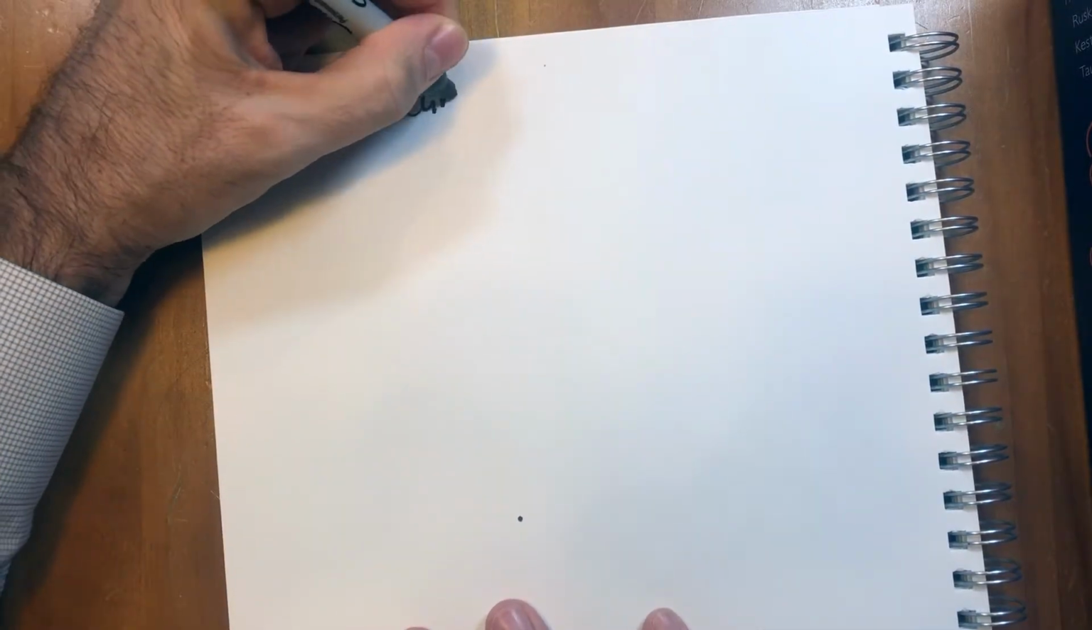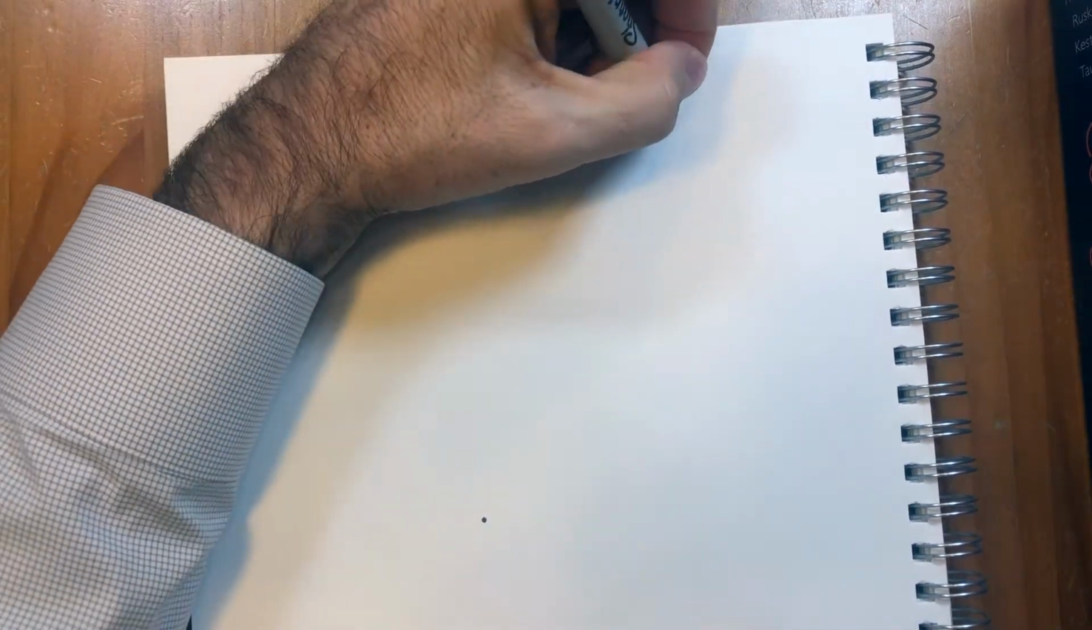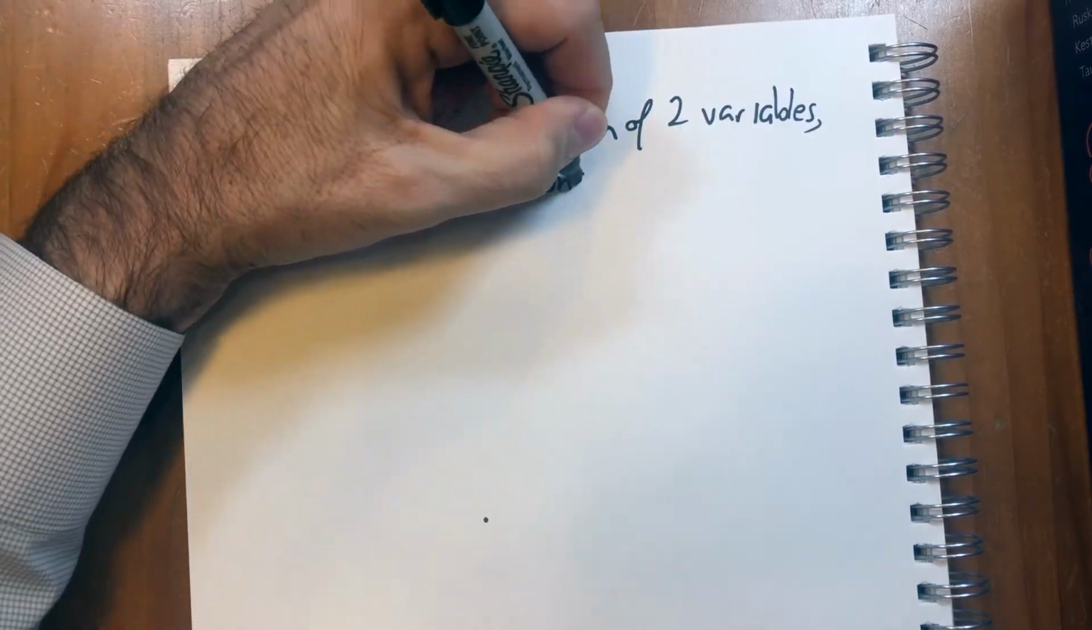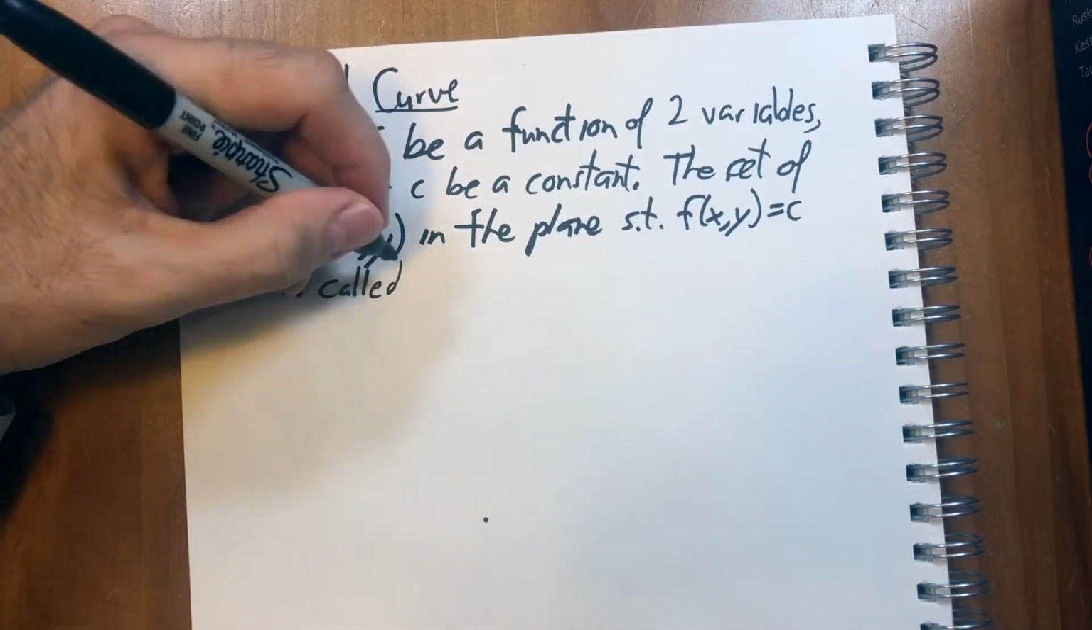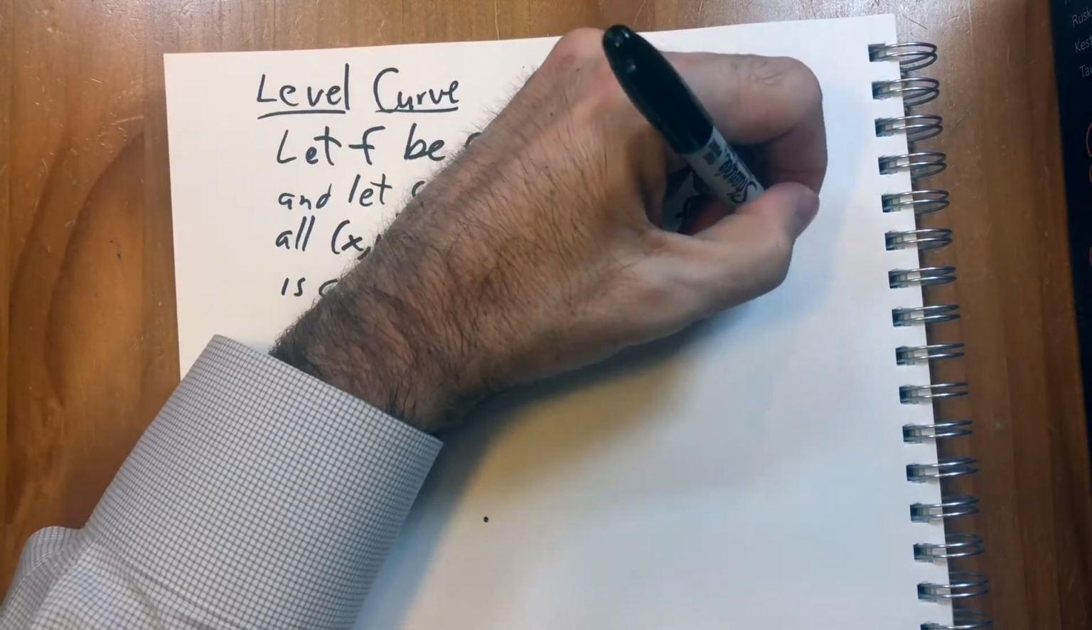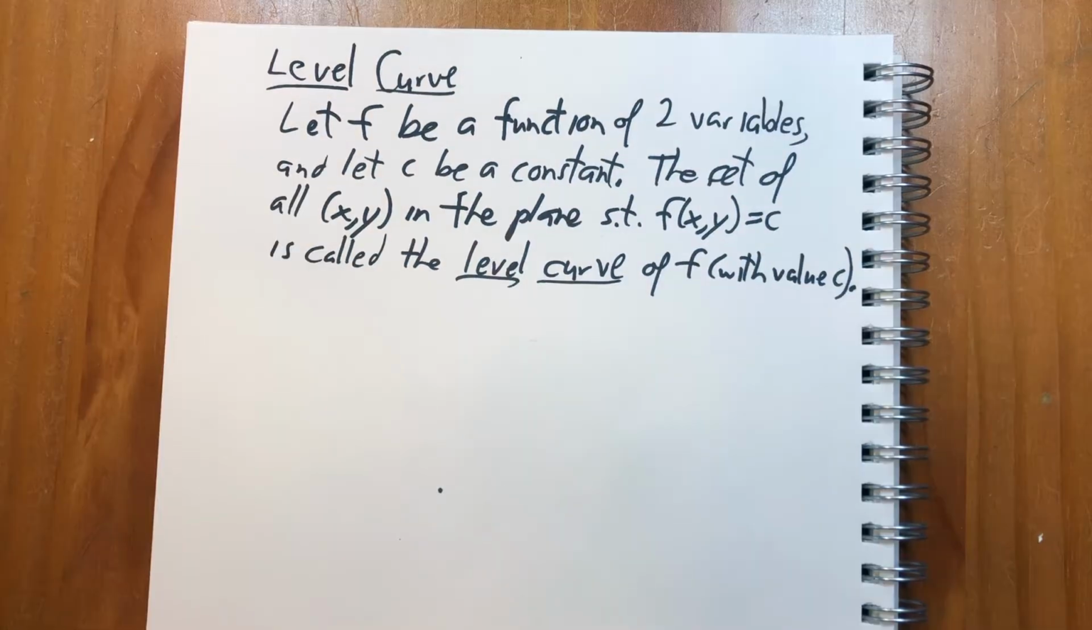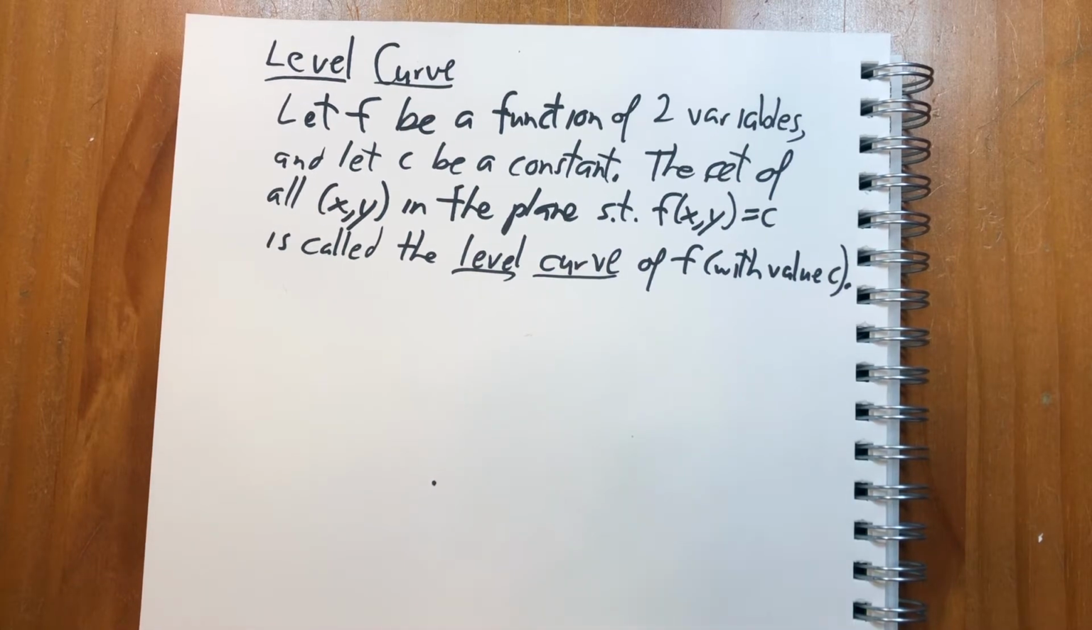So a level curve: let f be a function of two variables and let c be a constant. The set of all (x, y) in the plane such that f(x, y) equals c is called the level curve of f with the value c. So let's look at an example to see how this works.